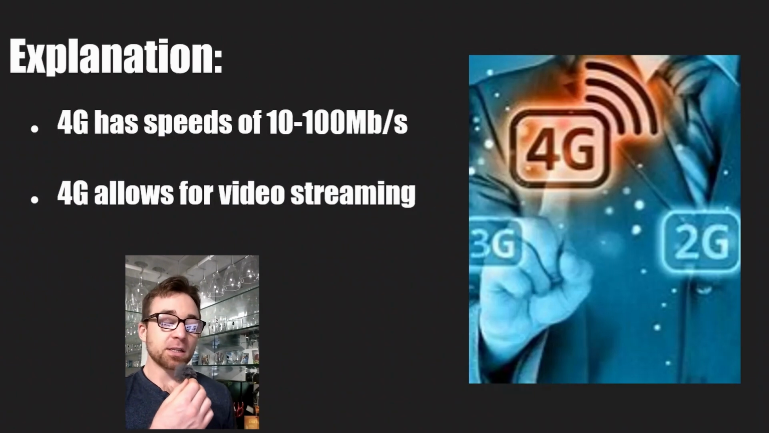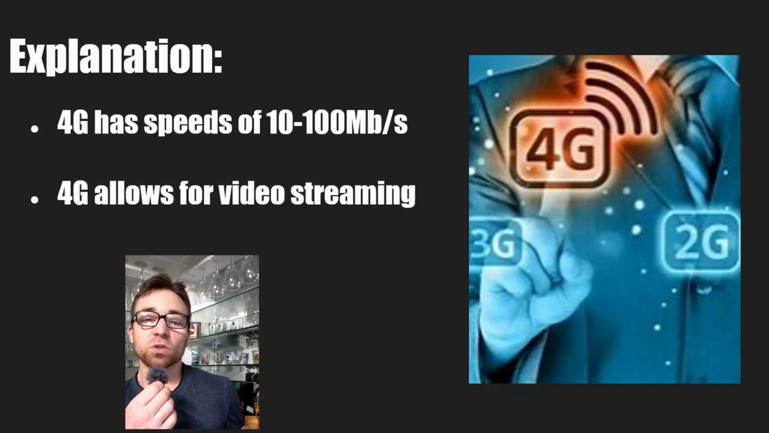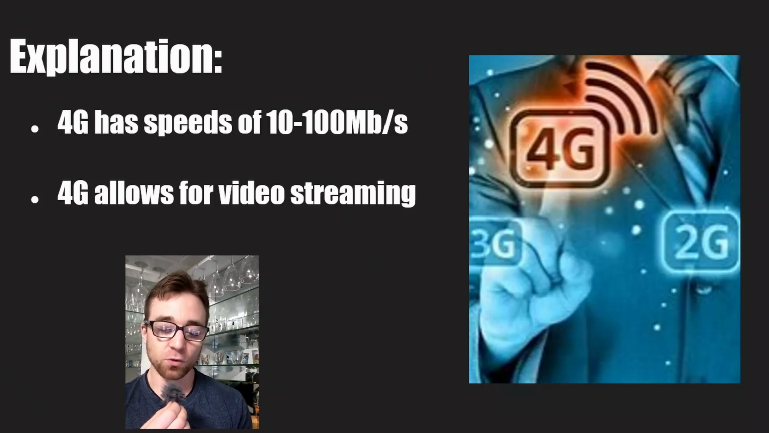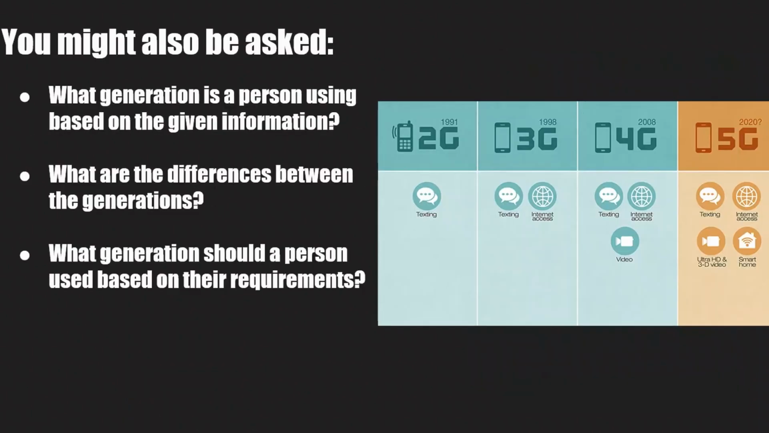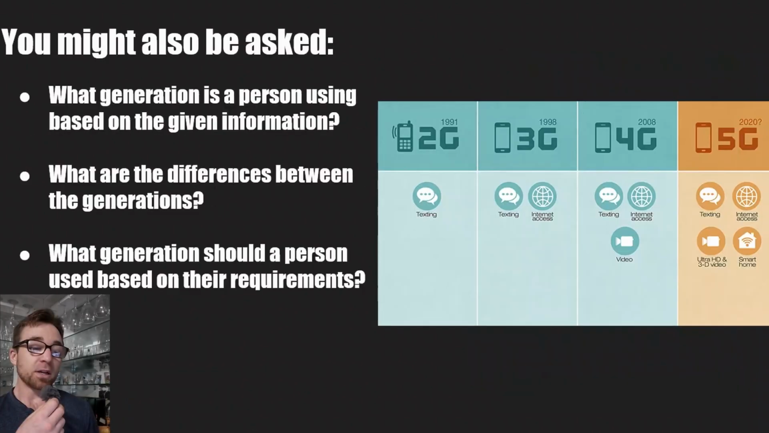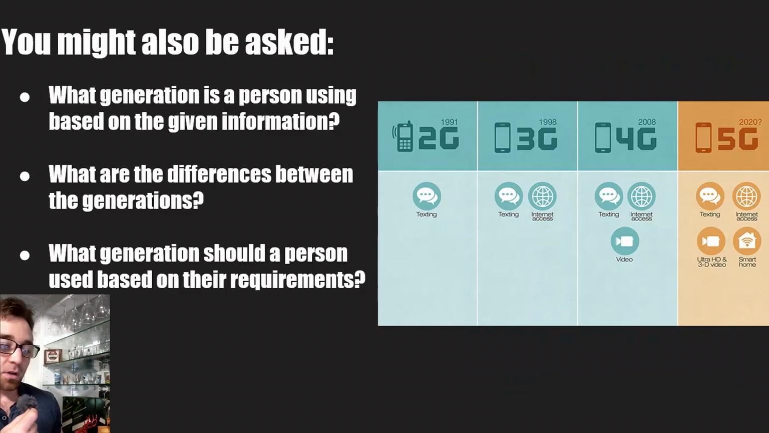So you're going to need to know the difference between all of those, and you're going to need to know, just to be safe, how to identify which one of those someone is using, which brings us to what you might be asked on the exam about this topic. You might be asked, what generation is a person using based on the given information? So the question might be phrased along the lines of, Mark is using a generation of cellular network that allows for voice calls and texting, but does not allow for internet access. Which generation of cellular technology is Mark using?